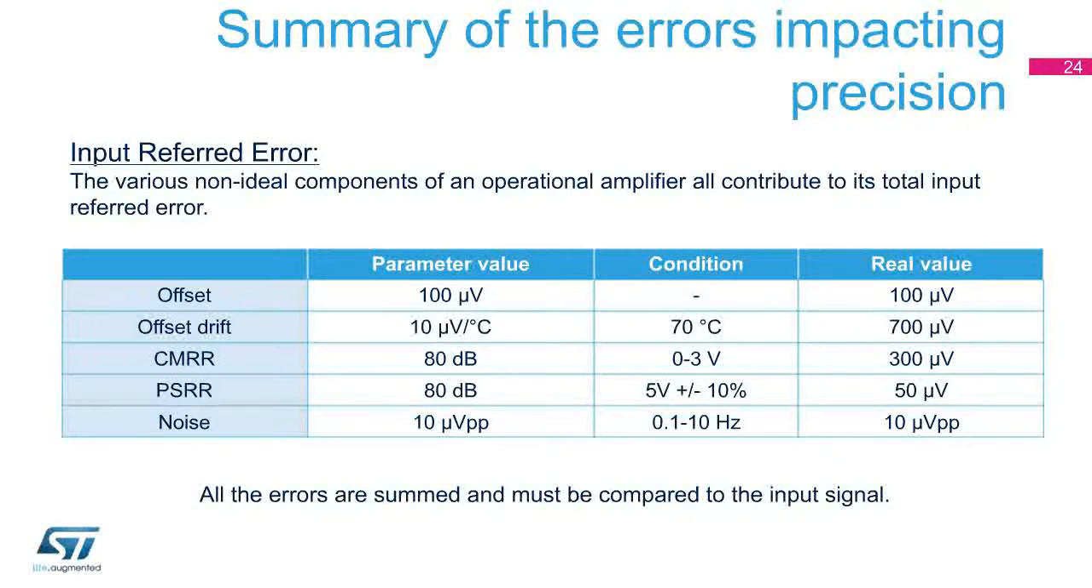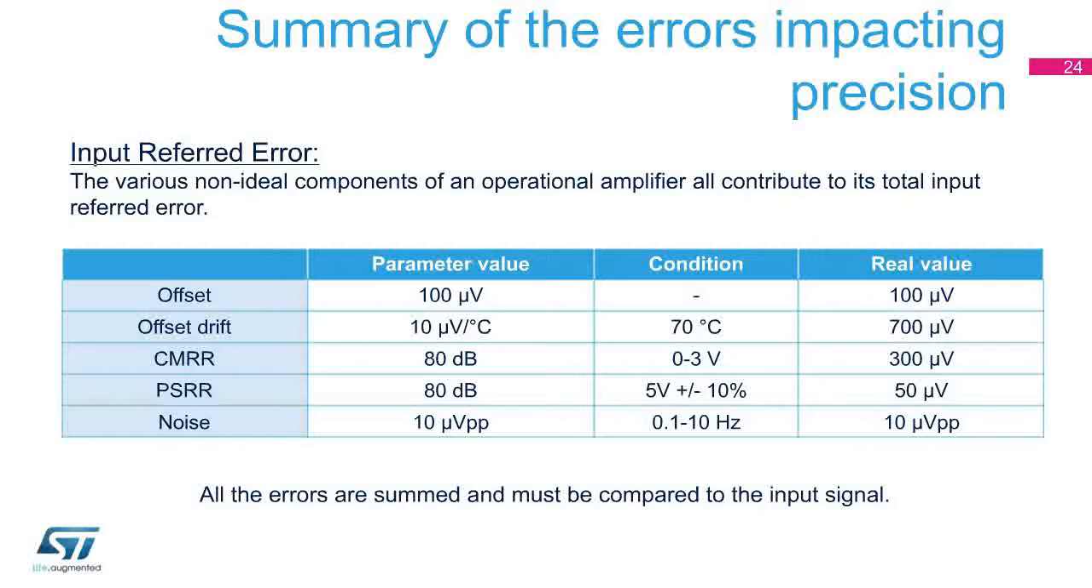This is a summary of the most important parameters to take into consideration when we speak about precision for an op amp. It represents the input-referred error that an op amp might introduce in the whole measurement. And of course, this error must be multiplied by the gain of the configuration. If the op amp has an offset drift over temperature of 10 microvolts per degree Celsius, it means that if the ambient temperature increases by 70 degrees Celsius, the input offset will increase by 700 microvolts.